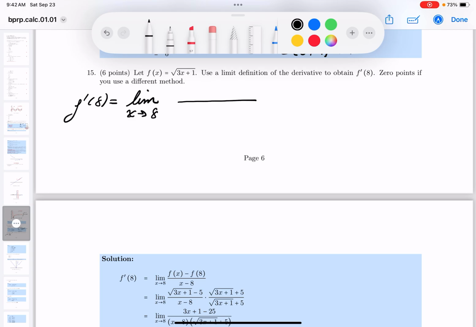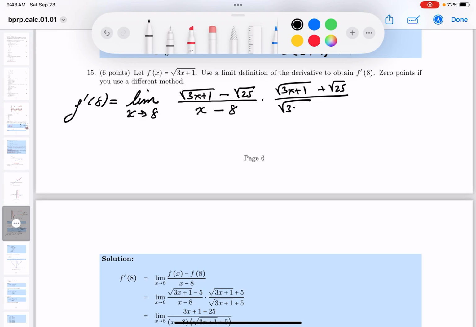Then what are you going to get? f of x, which is this over here, minus f at 8, which is the square root of 25. And on the bottom, what do you get? Let's take a look at it. It's going to be x minus 8. All right? So now I can't do that limit. I'm going to multiply top and bottom by its conjugate. Relatively simple to do. Root of 3x plus 1, that's plus root 25, sorry.